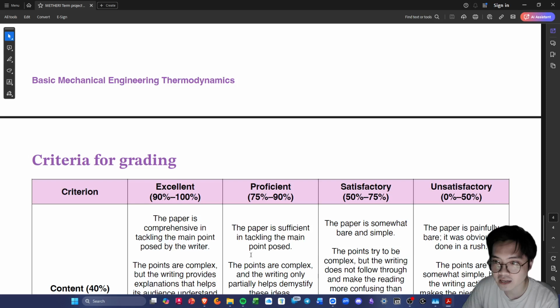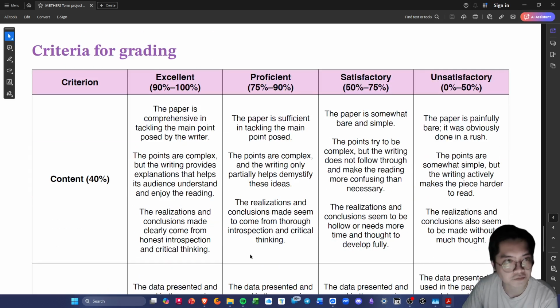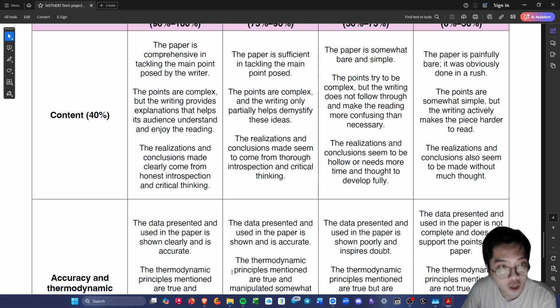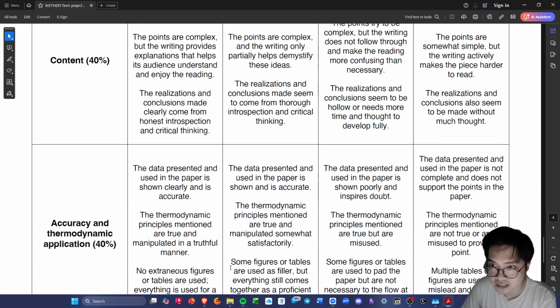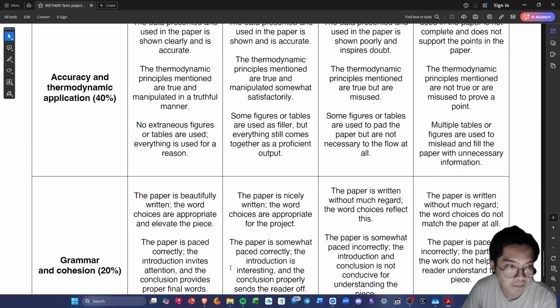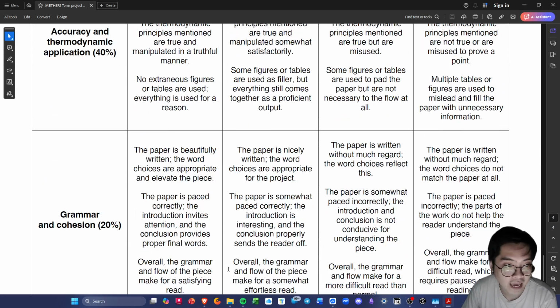Okay? And you guys can read this for yourself, right? This is the criteria for grading. We will have 40% for content, 40% for accuracy and thermodynamic application, and 20% for grammar and cohesion.